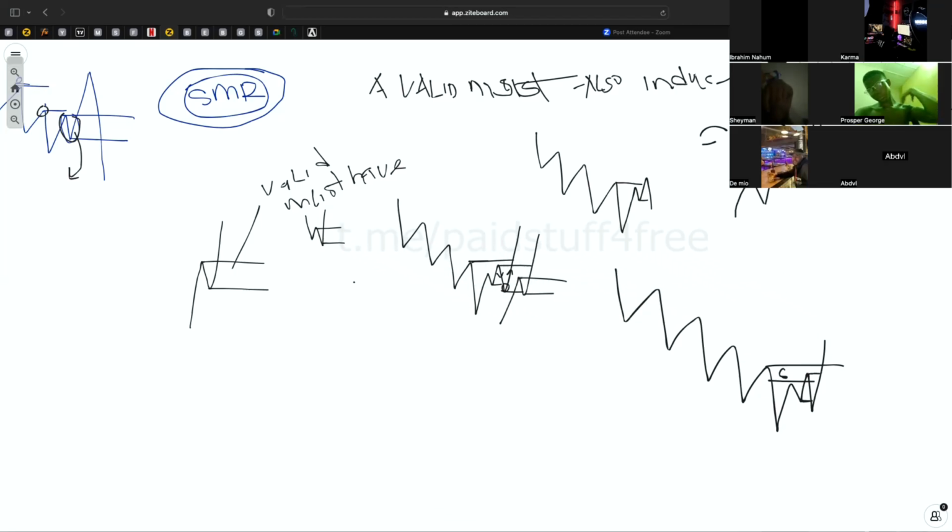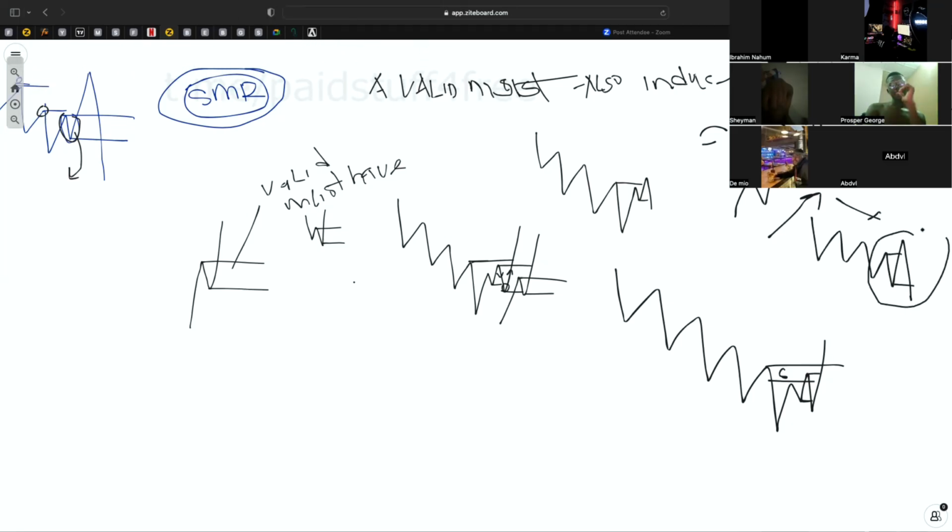Break of structure to the downside and break of structure to the upside in an existing bullish trend, or a break of structure to the upside and a break to the downside in an ongoing bearish trend. This is a smart money reversal. Some people call it SMR, some people call it MSR.